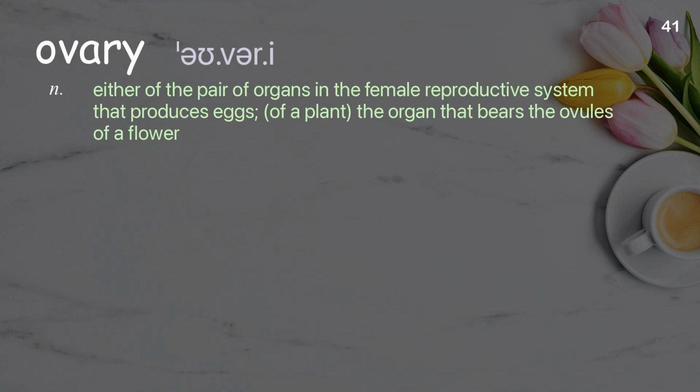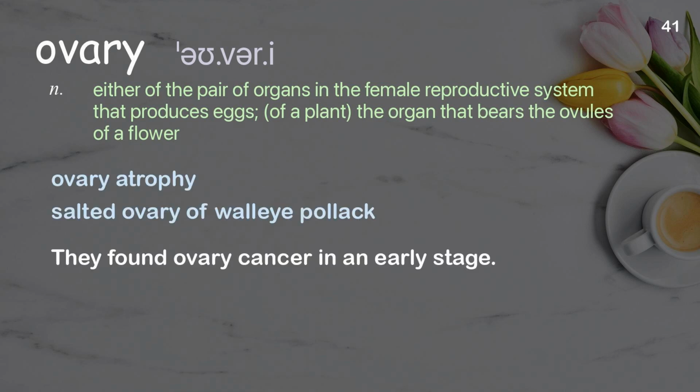Ovary. Either of the pair of organs in the female reproductive system that produces eggs, of a plant, the organ that bears the ovules of a flower. Examples: ovary atrophy, salted ovary of walleye pollock. They found ovary cancer in an early stage.